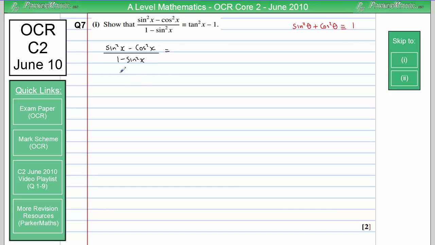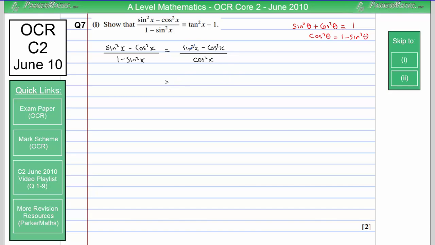And what I'm going to do first is rewrite 1 minus sine squared x in terms of cos squared x, because if I rearrange this identity up here, I get cos squared theta equals 1 minus sine squared theta. So where I see 1 minus sine squared theta over here, I can replace that by cos squared theta. So the top stays the same. But on the bottom, I now have cos squared x.